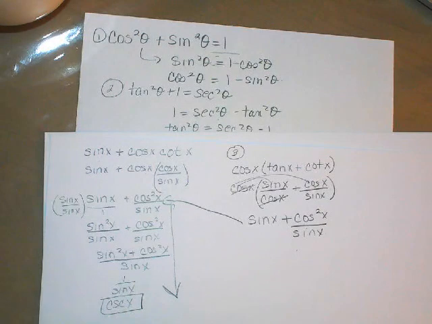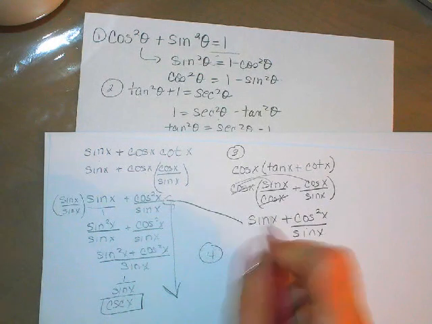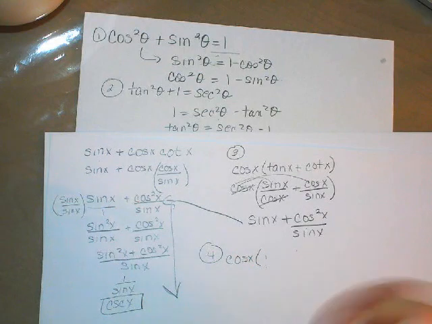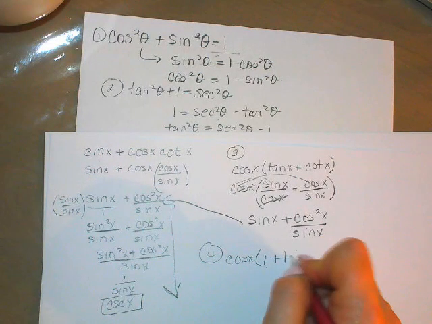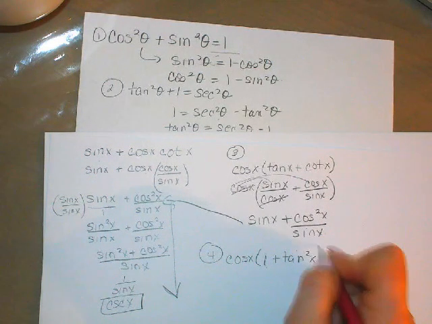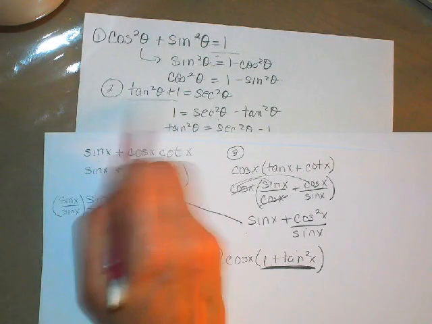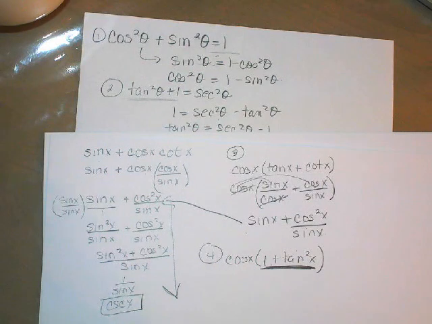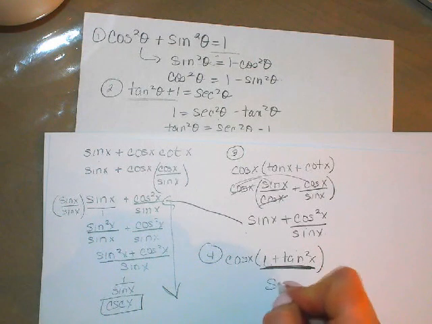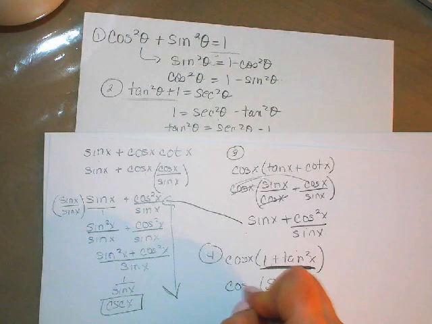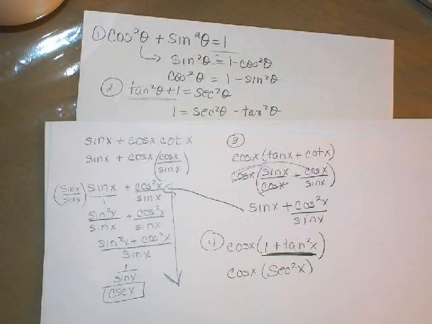So number 4, let me move this up. Number 4 is, again, cosine x times 1 plus tan squared x. Okay, this is an identity. And I know they're not familiar to you, but you have to start looking. These are identities. You have to start looking at your identities that I made you copy. So technically this is secant squared x times cosine x.